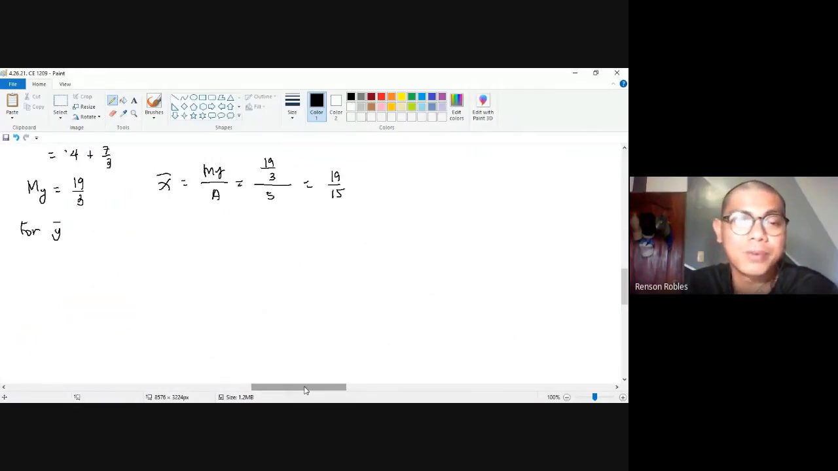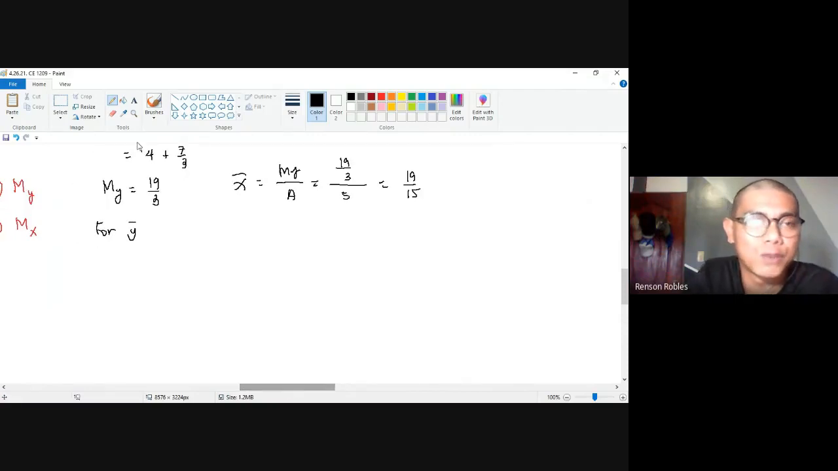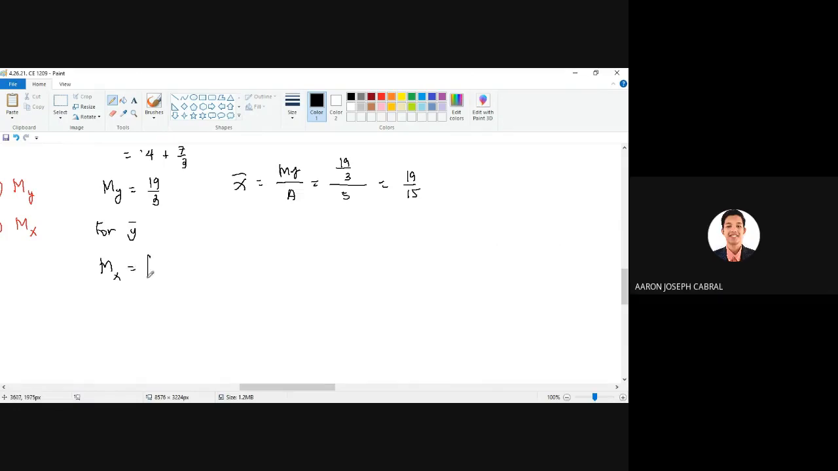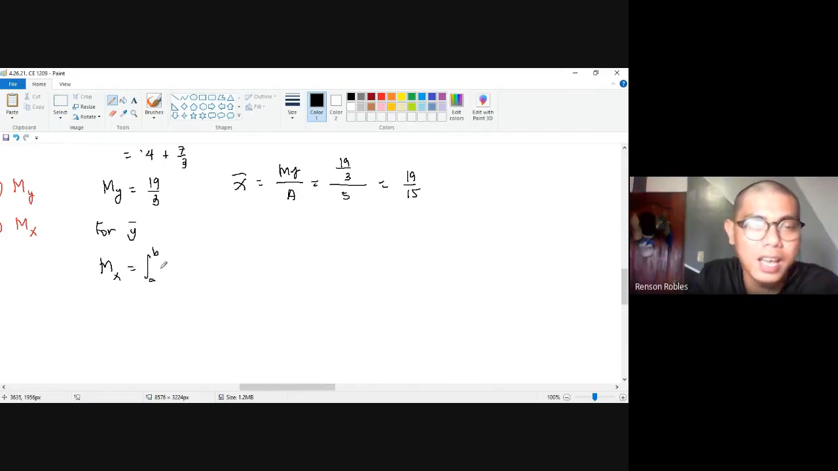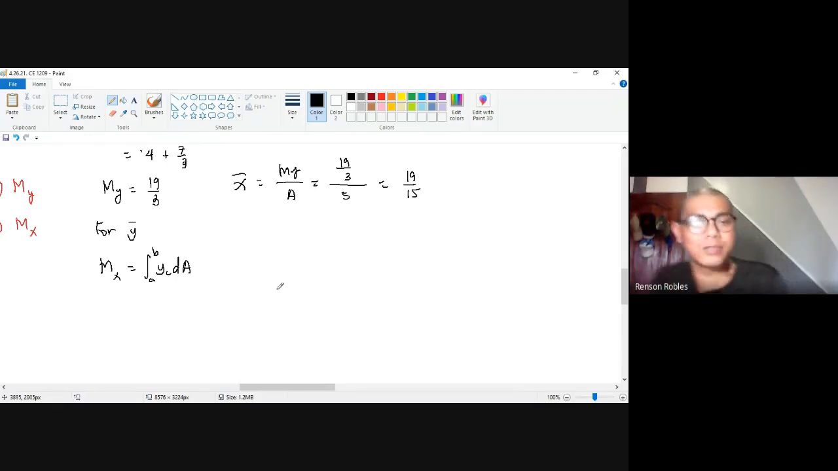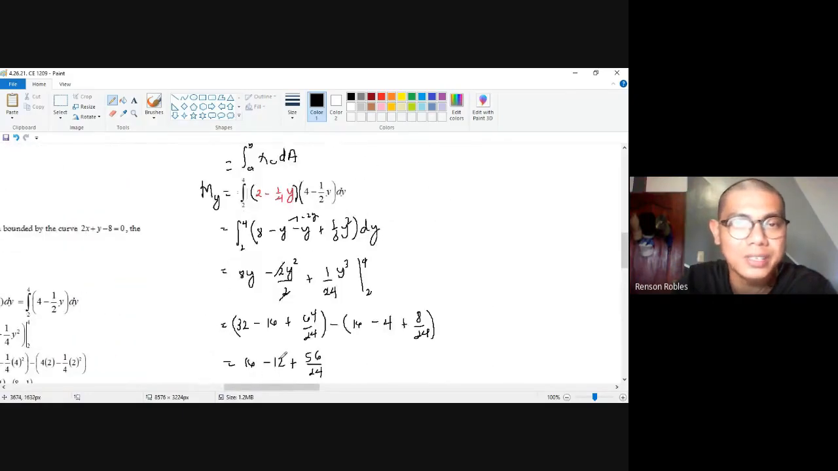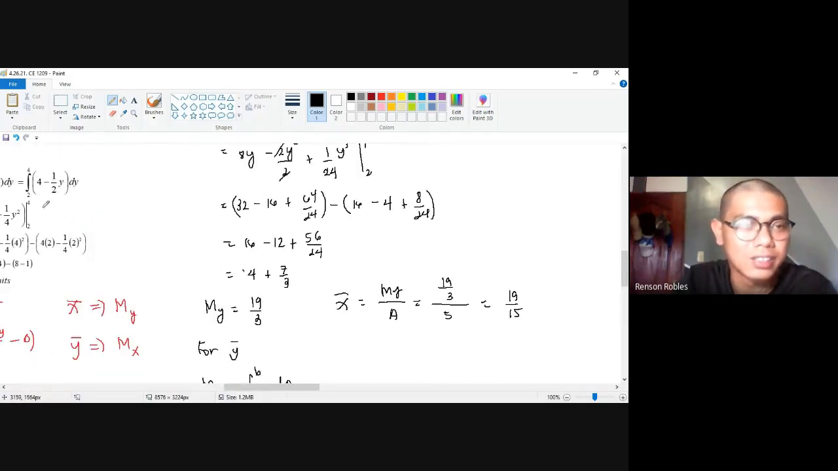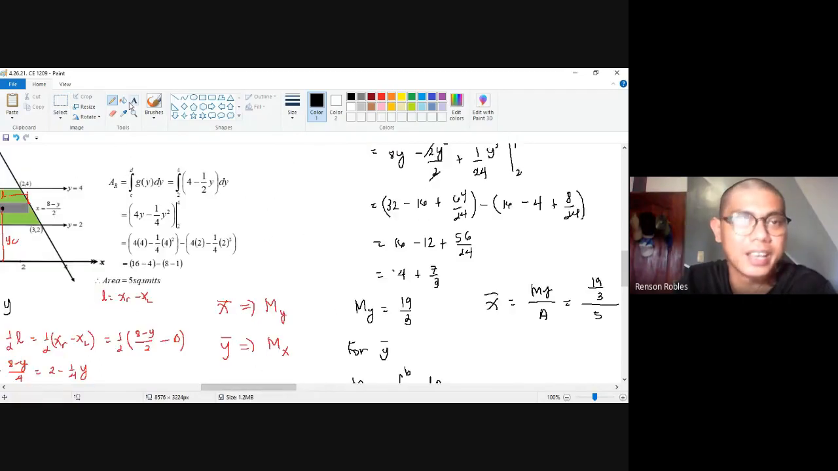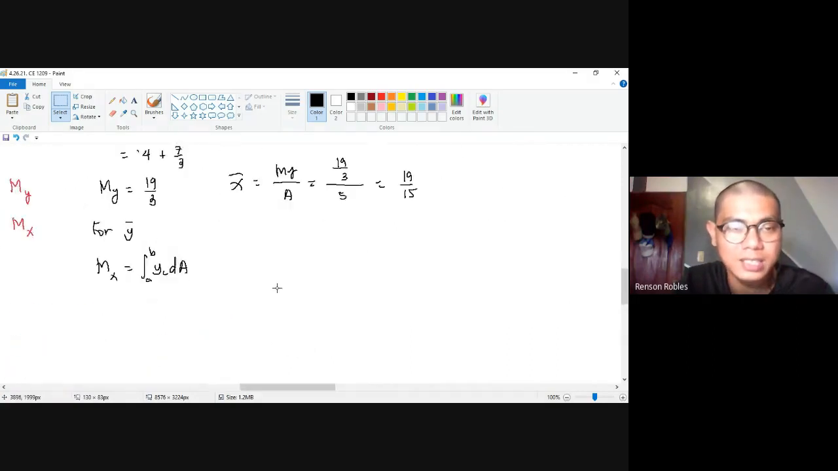For bar y, what moment is used? Moment in x. Okay, moment in x is a to b. We use y_c dA, where dA is the area. Where is that area? This is the area. We just copy this, and then we multiply it by y_c.